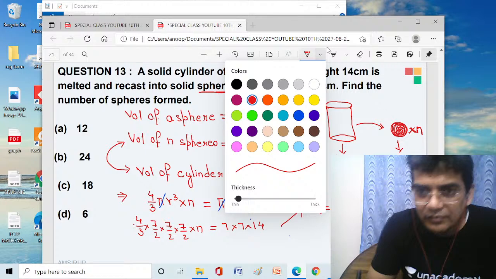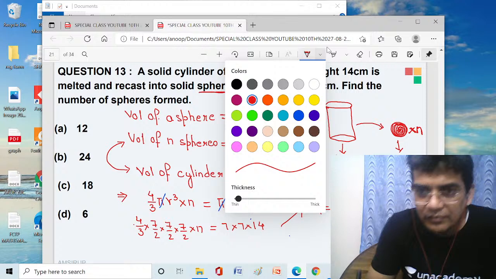See, so here a cylinder was made and recast into n spheres. They are saying it is cast into solid spheres, and each of the spheres is of radius 3.5. That means size of each sphere is same. So we are going to make the diagram like this. This is the cylinder. It is melted and formed into a sphere multiplied by n, because n spheres are being formed. So if we find the volume of a sphere, then we will find volume of n spheres by multiplying it by n. Then the volume of cylinder. Now we need to equate these two. So I've shown you by equating and working out, I'm getting n is equal to 12. That is the number of spheres.